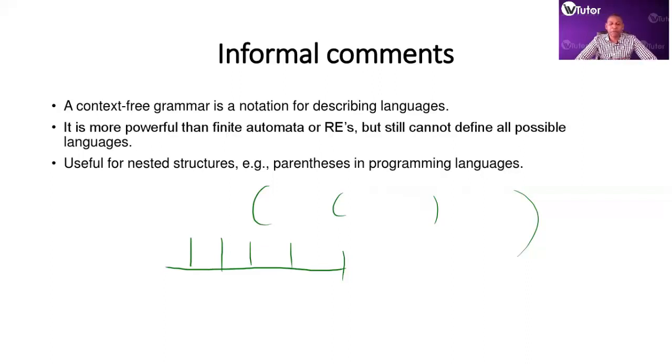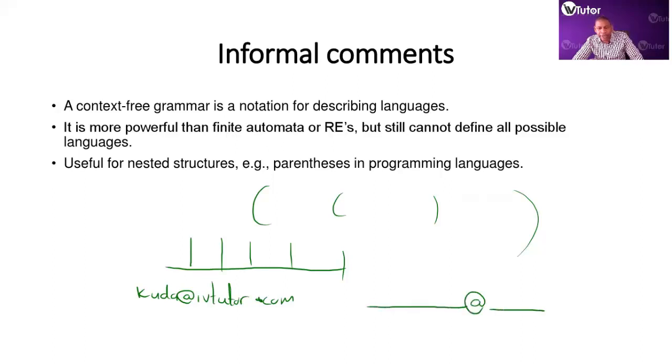But for regular expressions, right, we know that an email address, for example, my email address is kuda@ivtutor.com, right? All email addresses have a similar structure, right? The structure of an email address is known. So all email addresses are going to have something, then @, then something, then dot, then something.